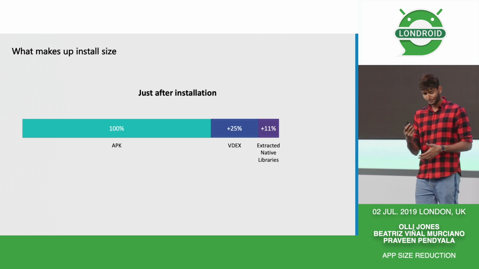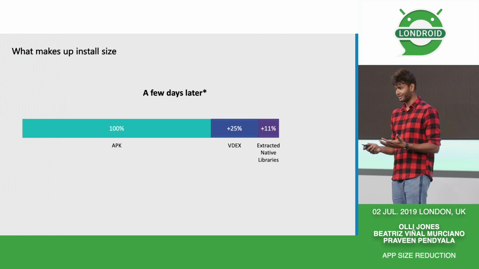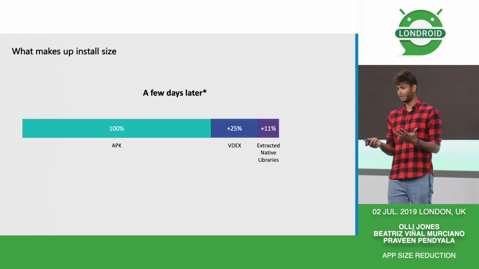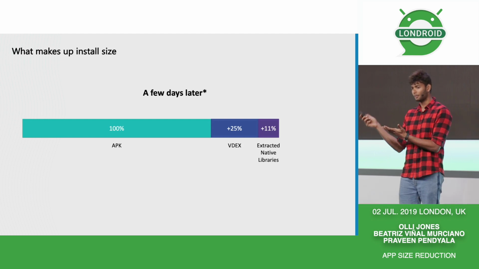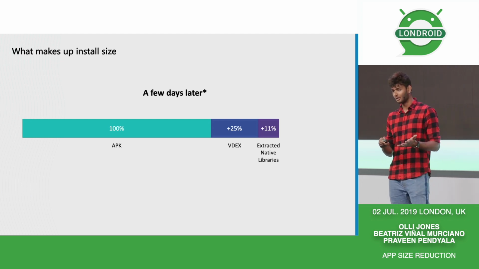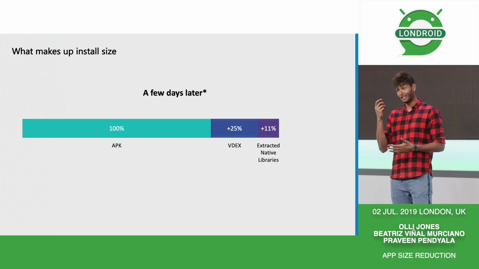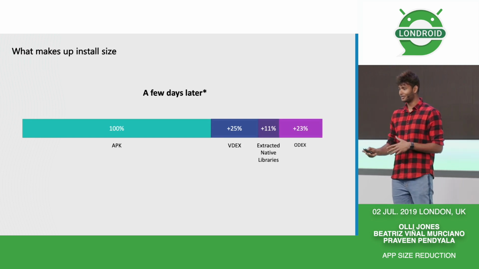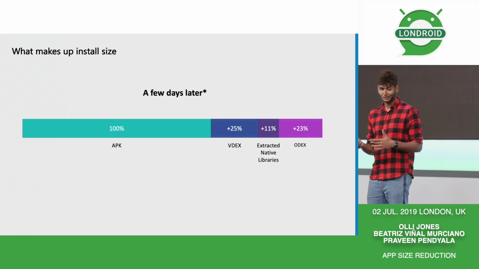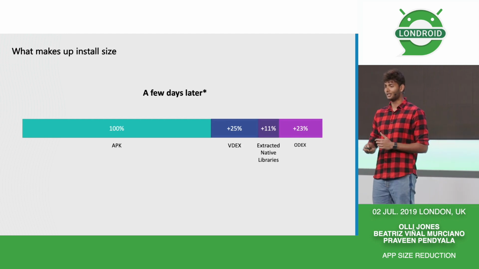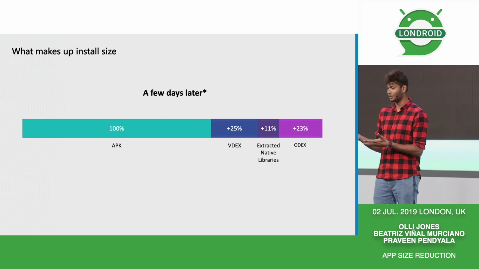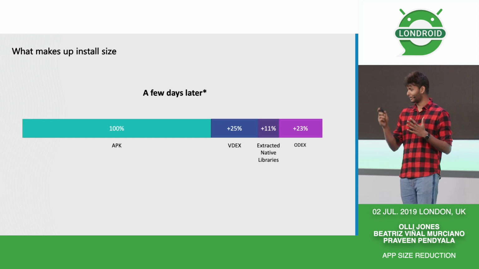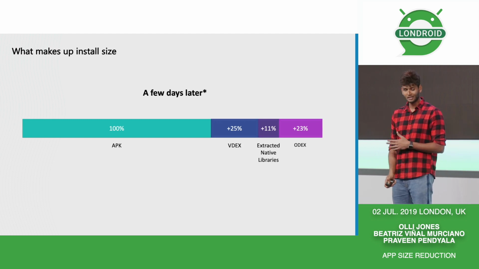Now, a few days later, users continue to use your app. The Android system uses the ahead-of-time compiler, so it optimizes some code paths which are more commonly used by the user, and generates a new file called the odex file. This is the optimized dex file, which adds another 23% to your install size, and is generated based on how users are using your app. So this is all that makes up your install size. It's not a single constant; it keeps evolving.